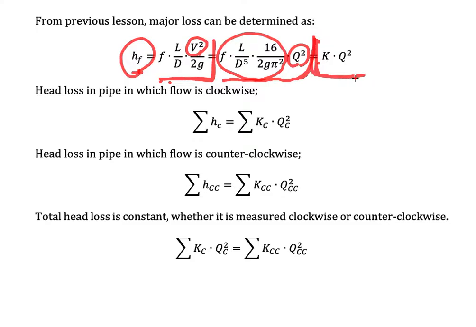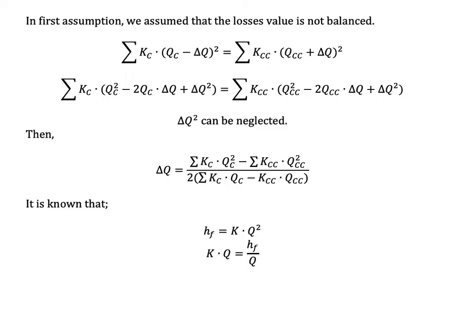And as we know, we will calculate the losses. If our prediction is correct, it means we manage to balance the losses, so the total losses for clockwise and counterclockwise need to be balanced. It must be equal. If our assumption is not correct, we need to deduct a small amount from the clockwise, and then put that amount, delta Q, in the counterclockwise calculation.